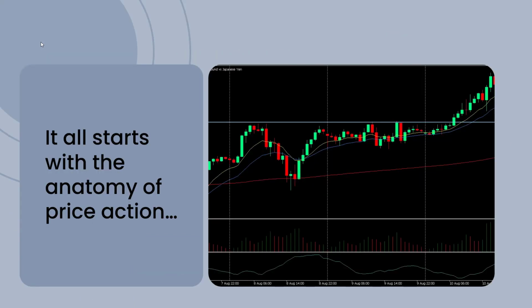So let's start at the beginning. It all really starts with the anatomy of price action. Whenever we're looking at a new strategy or refining an existing strategy that we're using, what we need to do is we need to define quite clearly what we mean by a particular term, such as a breakout.